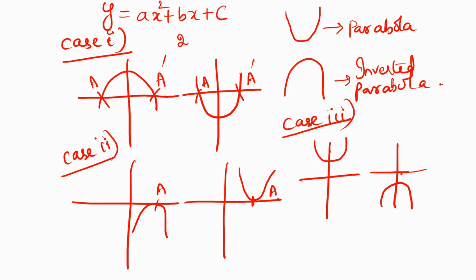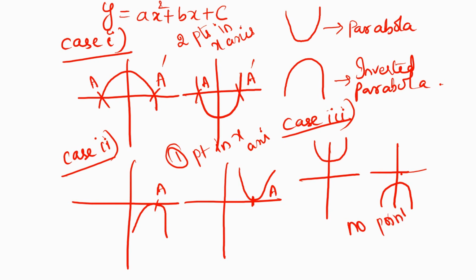In the second case, the U graph is touching the x-axis at only one point A. So it has only 1 zero. In the third case, the U or inverted U is not touching the axis at any point. So the number of zeros is 0. So for a quadratic equation, the maximum number of zeros can be 2 and the minimum can be 1 or 0.